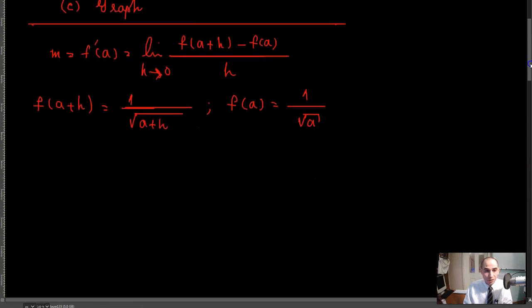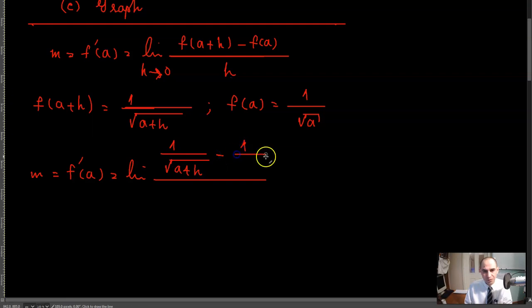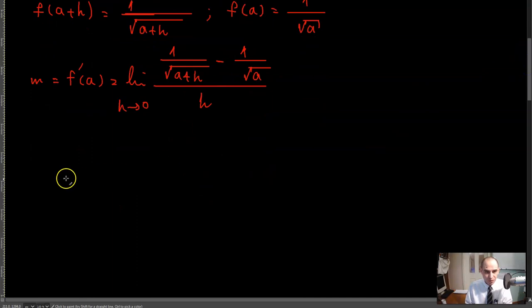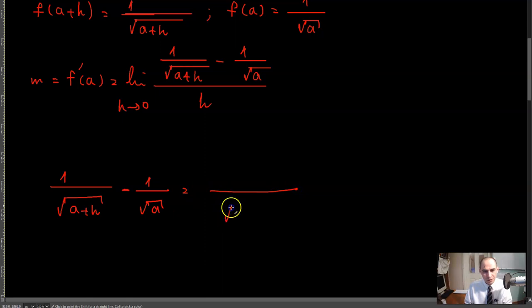So then you can calculate m is equal to f prime of a is equal to the limit of f of a plus h, which is 1 over the square root of a plus h, minus f of a, 1 over the square root of a, over h as h approaches zero, right? Now you want to add these together. If you were to add these together, you would write 1 over the square root of a plus h minus 1 over the square root of a as the square root of a minus the square root of a plus h, over the square root of a times the square root of a plus h.